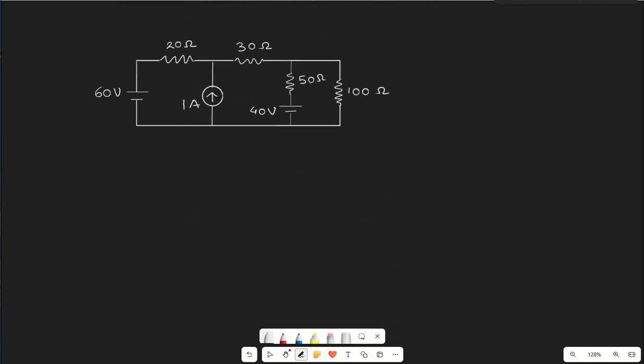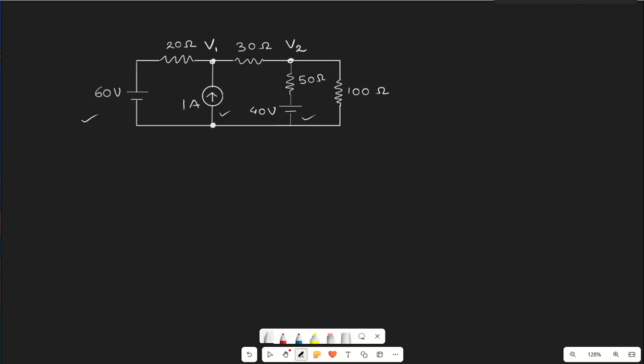We are considering this circuit now. In this circuit we have three sources and four resistances. First, we have to determine the nodes. In this case we have one node here, a second node here, and the ground one is your reference node. Let us consider this voltage as V1 and this voltage as V2.